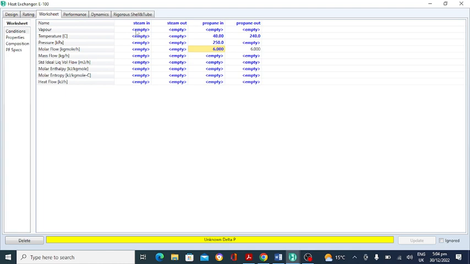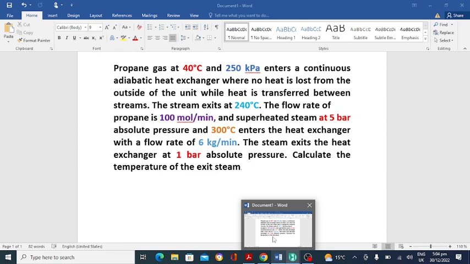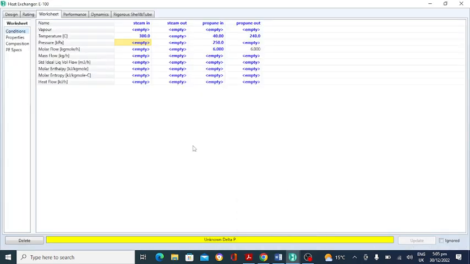So the steam is entering at 300 degrees centigrade. This is superheated steam, and it is entering the heat exchanger at 5 bar and 300 degrees centigrade. 5 bar is equal to 500 kilopascal.